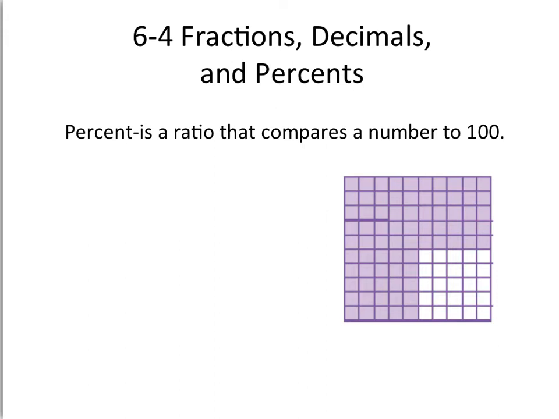Just want to go over the key term percent. Percent is a ratio that compares a number to 100. What you see here is a block, and it's divided into 100 sections. If you were to count them all, you would find that 75 of them, or part of it, is shaded, 75 of them compared to the 100 altogether. And what we need to do here is write fractions and see the comparison between fractions, percents, and decimals.